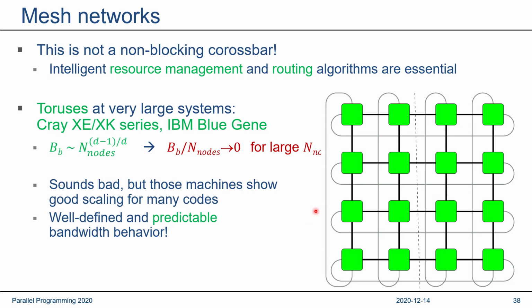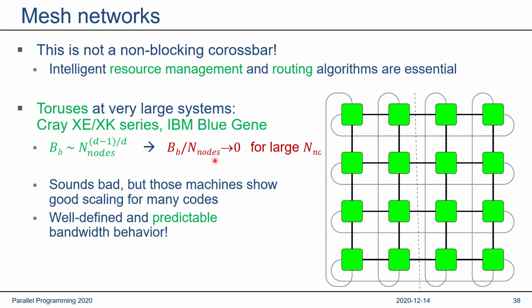If we look at torus networks, then the bisection bandwidth is the number of nodes to the power of (d-1)/d, if d is the dimensionality. For example, for the 2D torus network here, d would be 2. The bisection bandwidth goes like the root of the number of nodes, which means that the bisection bandwidth per node goes to 0 for a large number of nodes. This is bad. In this respect, it has the same characteristic as the bus network.